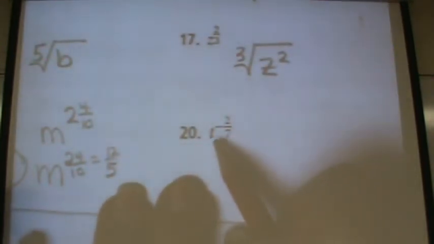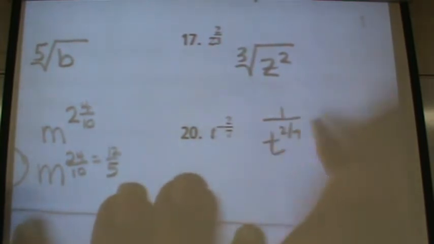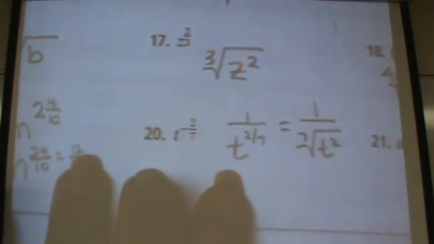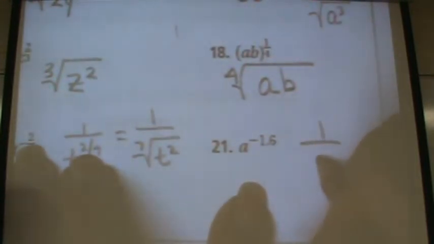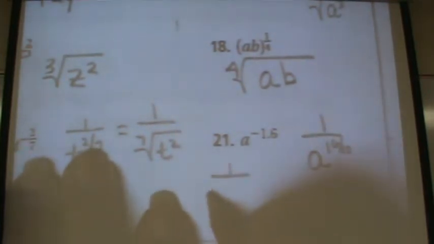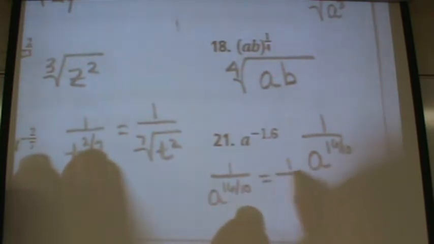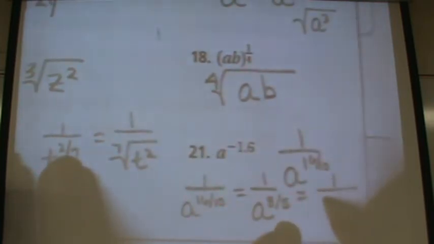Now this one says t to the -2/7, so you're going to write it as 1 over t to the +2/7, which is 1 over the 7th root of t squared. And 21 is 1 over a to the 1 6/10 power, which is 1 over a to the 16/10, which reduces to 1 over a to the 8/5, which is 1 over the 5th root of a to the 8th power.